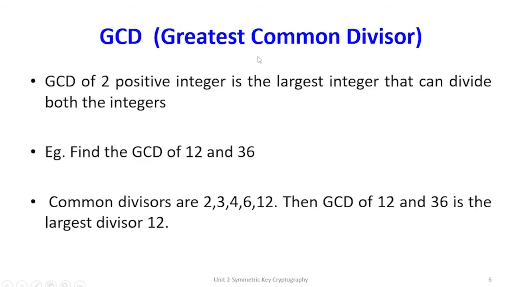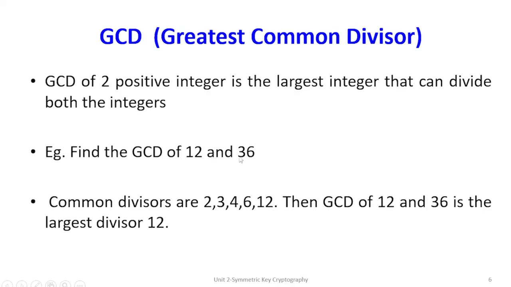The greatest common divisor, the GCD of two positive integers, is the largest integer which can divide both integers. For example, I want to find the GCD of 12 and 36. These two numbers are even numbers, so for the common divisors we should check numbers from 2 onwards: 2 divides, 3, 4, like that. We should check up to the smaller of the given two integers. The greatest divisor is 12, therefore the GCD of these two numbers is 12.